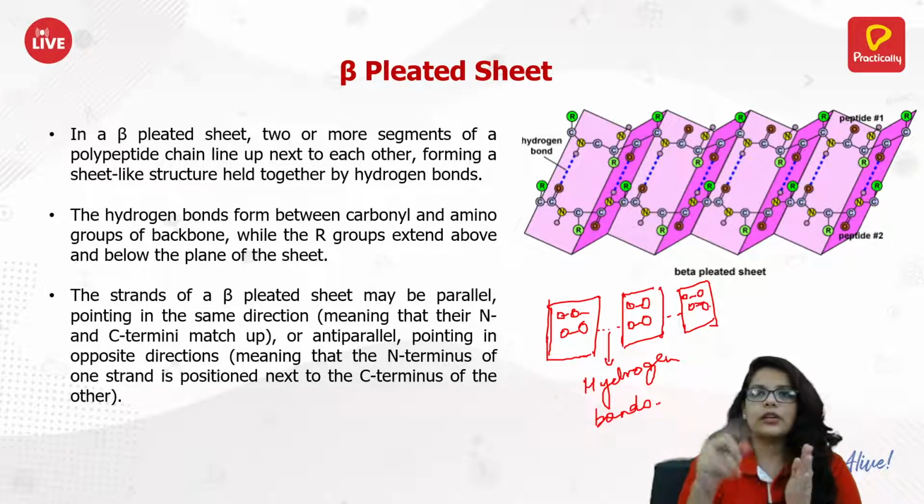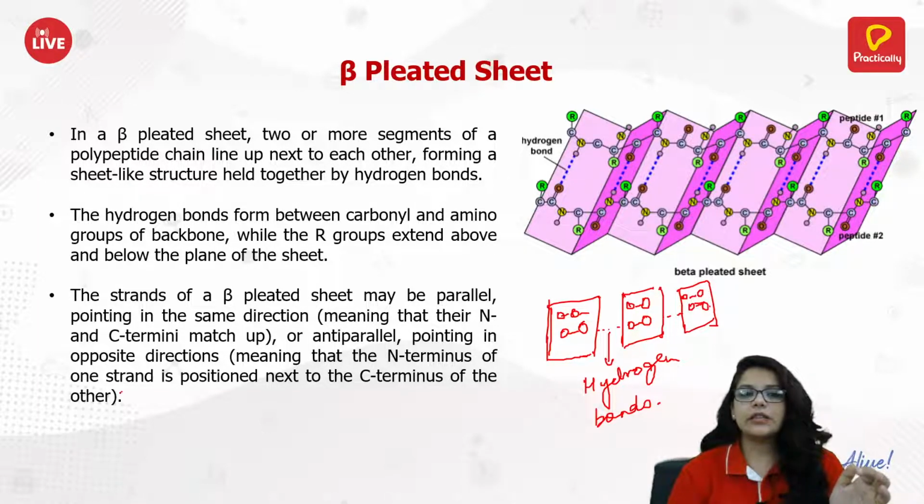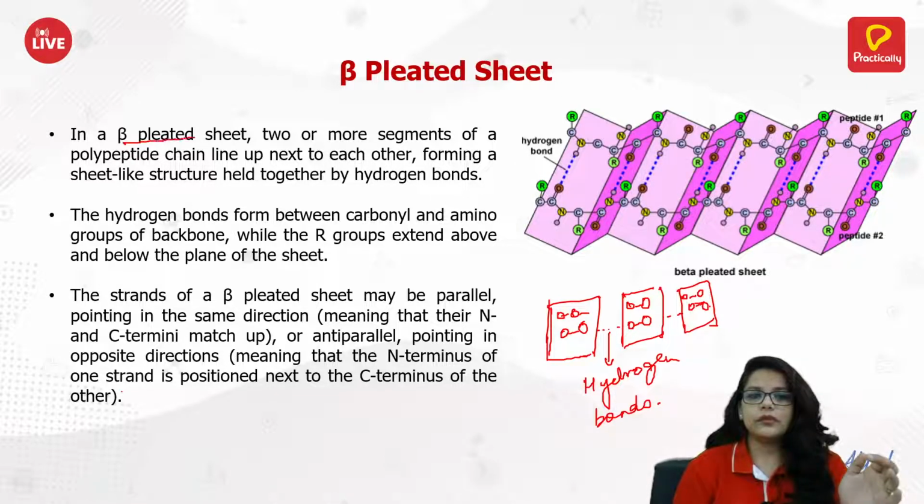Different sheets of paper linked by the hydrogen bond. That is how a beta pleated sheet looks. Two or more segments of a polypeptide chain line up next to each other, forming a sheet-like structure, a paper-like structure, held together by hydrogen bonds.